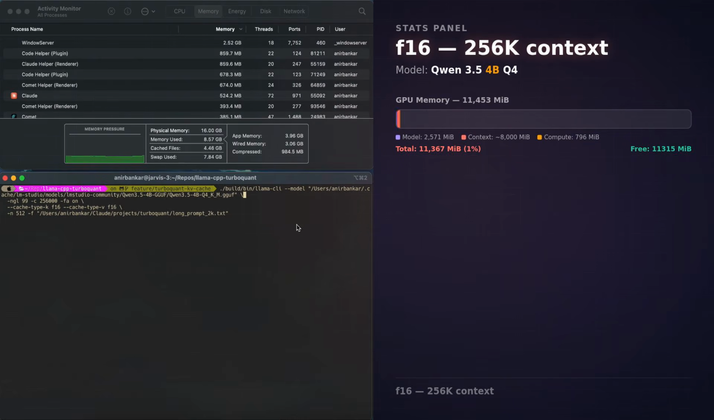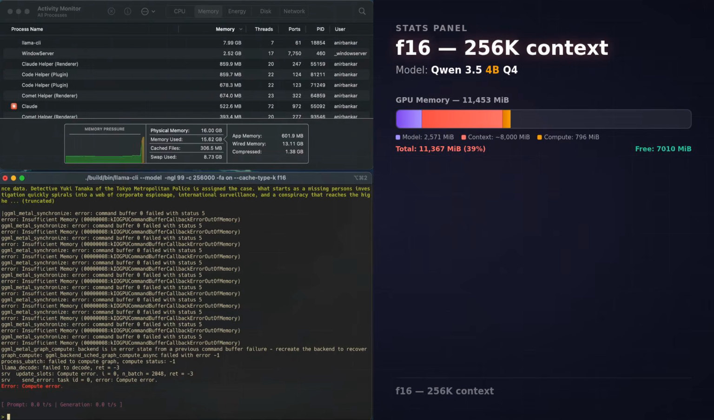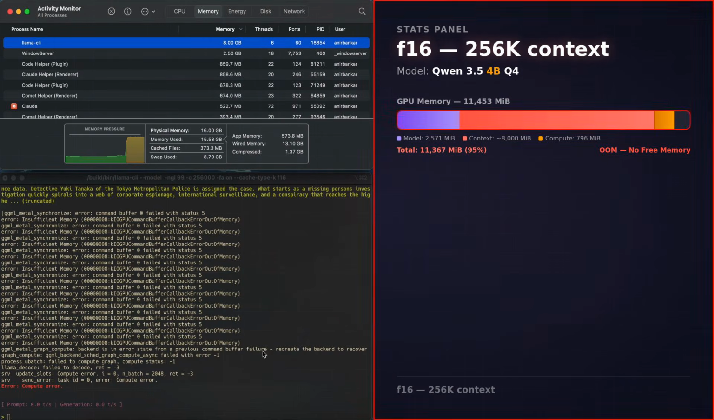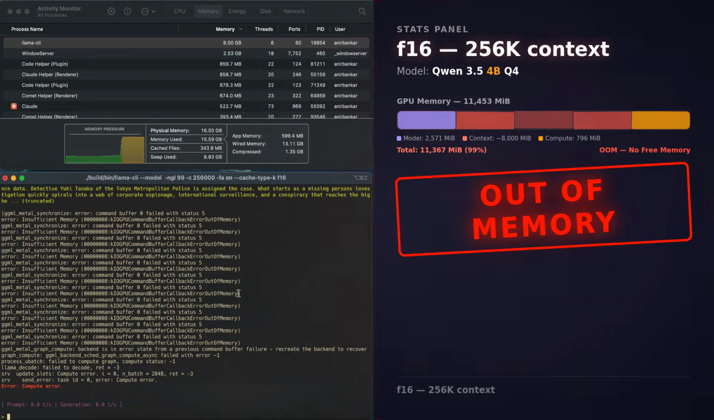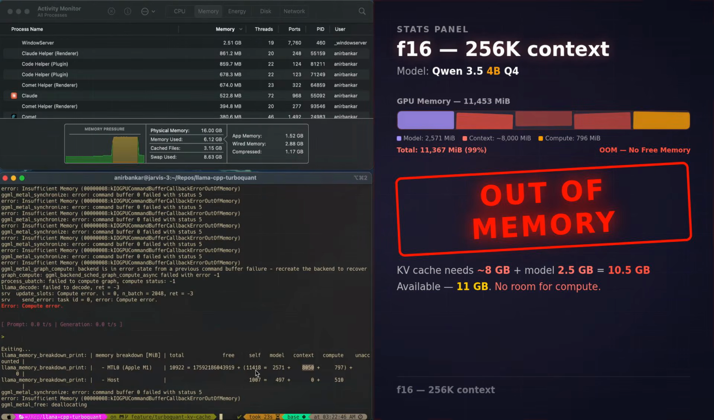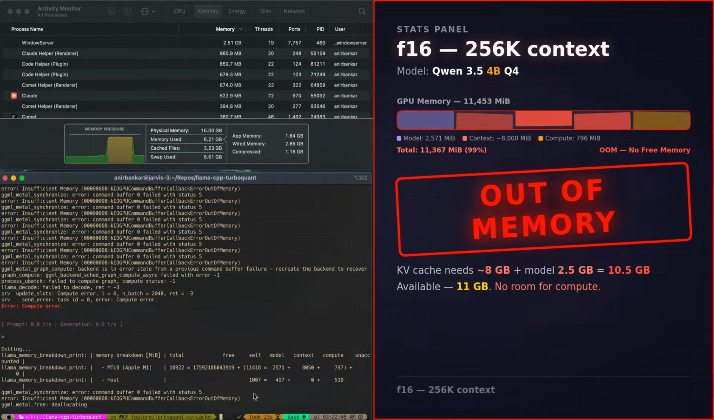I am switching to a smaller 4B model to free up GPU space and doubling the context. 256,000 tokens, dead. Out of memory. The KV cache alone would need about 8 gigabytes, plus 2.5 for the model. That's 10.5 gigs before you even allocate compute buffers. On a machine with 11 gigs of GPU addressable memory, there's just nowhere to go.